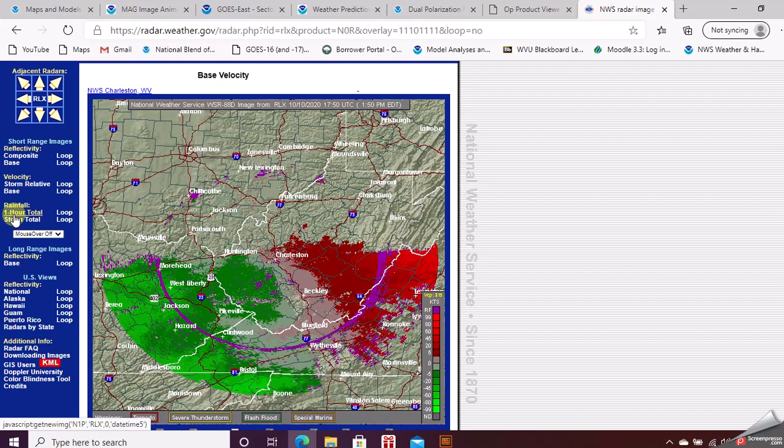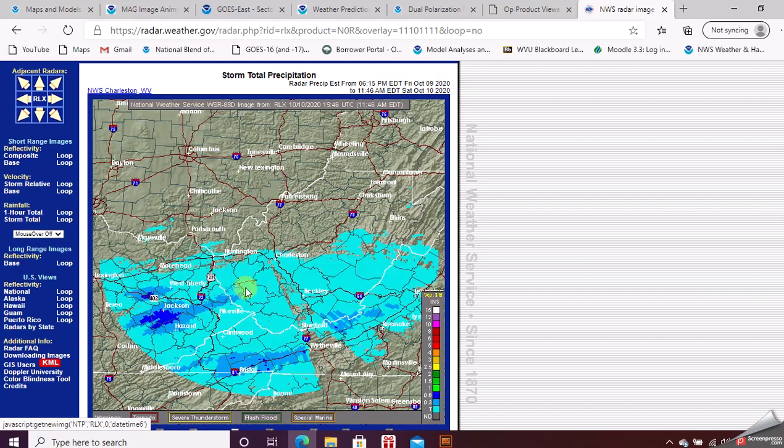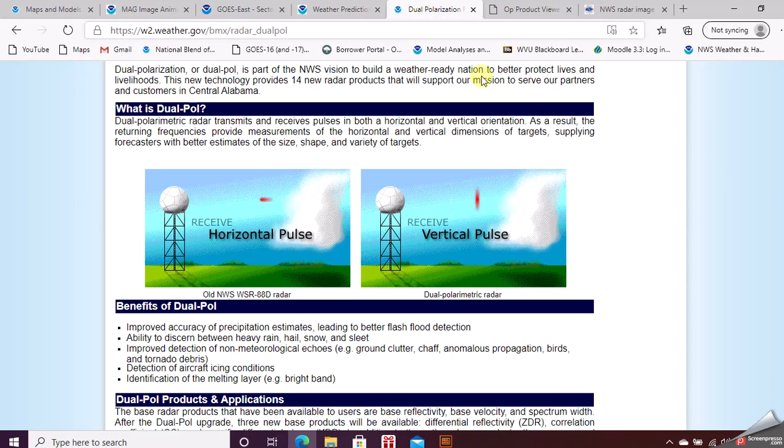Oh yeah, radar can also do an estimate of rainfall. And here's their estimate with about 3/10 to 6/10 of an inch out in here near Jackson, Kentucky right now. Some lesser amounts further north. But I wanted to take you to dual pole because it is the future of radar right now.